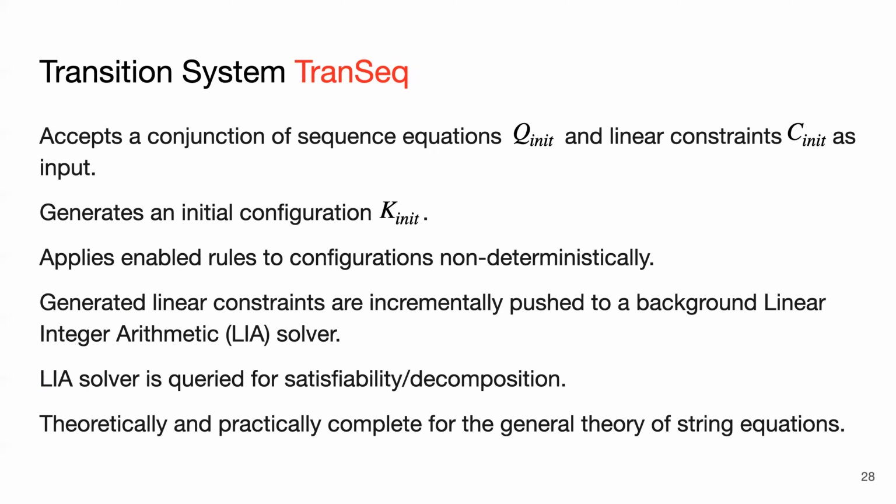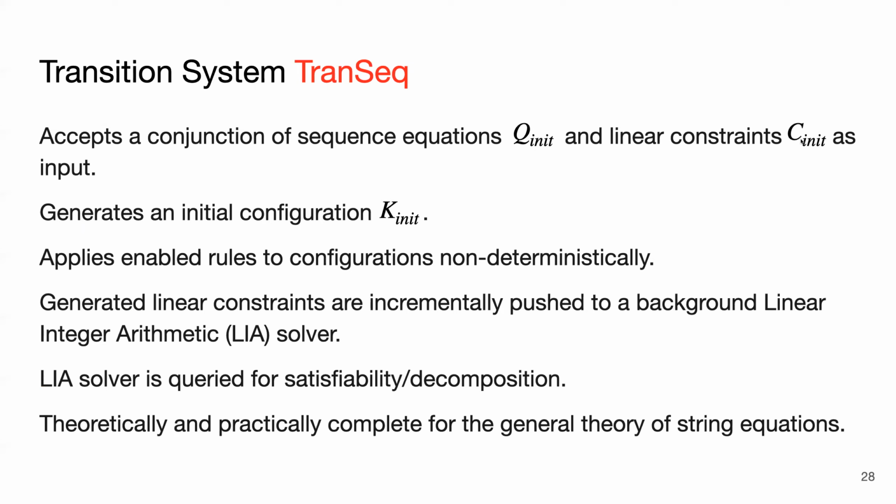So we have a lot of these rules, but they have to be orchestrated in a clever way, such that inferences are driven fast and we don't have to do a lot of exploration. So we have a transition system for that, TranSeq, that accepts a conjunction of sequence equations Q init and linear constraints C init as input.